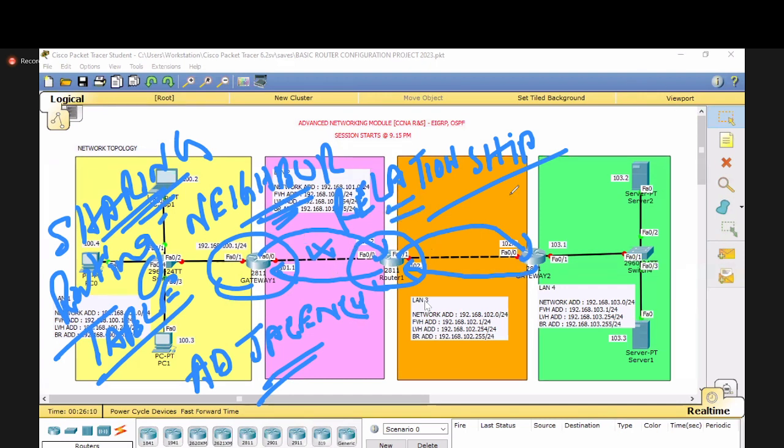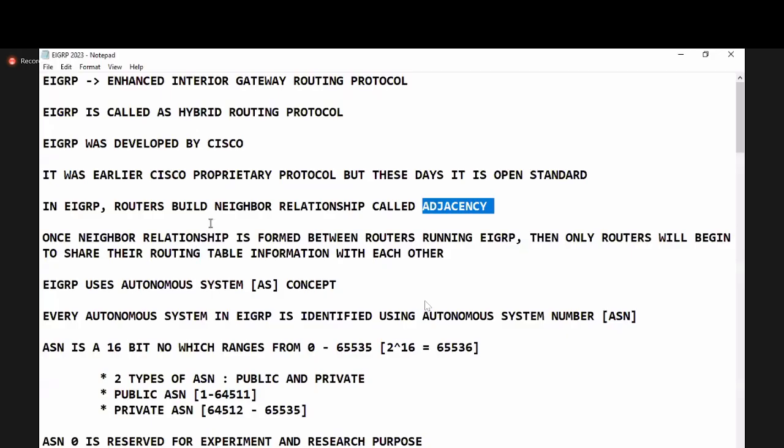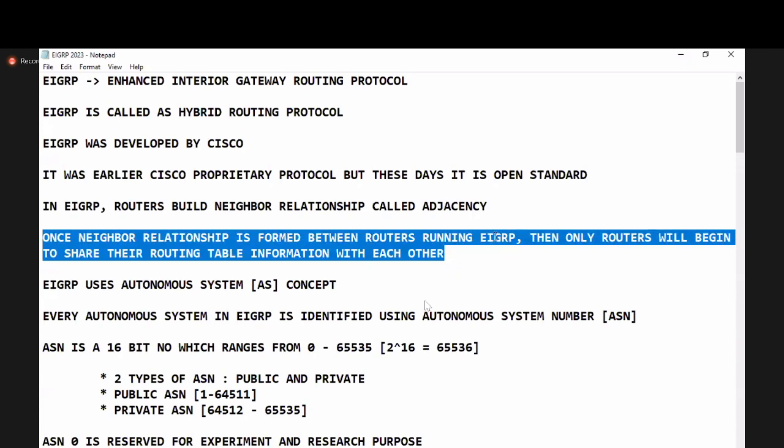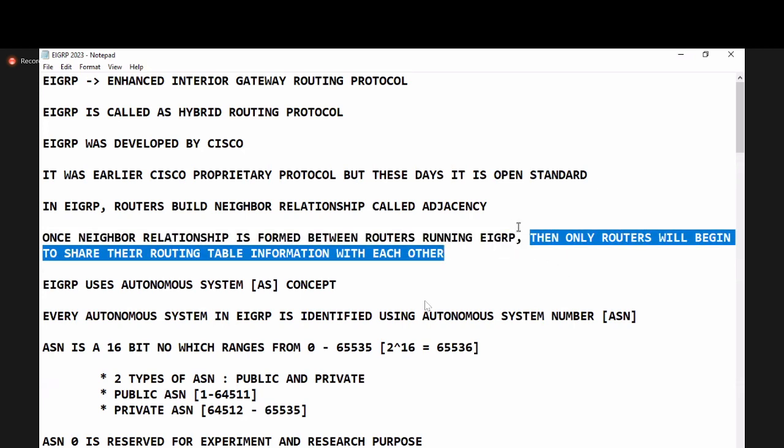And a similar criteria is there in OSPF as well. In OSPF also you have neighbor relationship, adjacency. It needs to be there between two routers. Then only they will share the routing table. So the same concept is also available in OSPF. So this is the point here, that once neighbor relationship is formed between routers running EIGRP, then only routers will share the routing table with each other. Whatever routing table information they have, they will share it with the other router when this adjacency is there between routers.